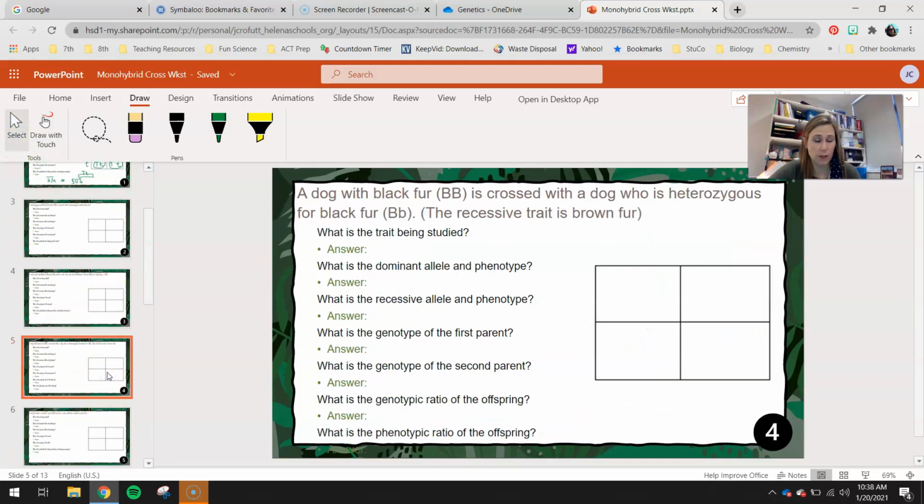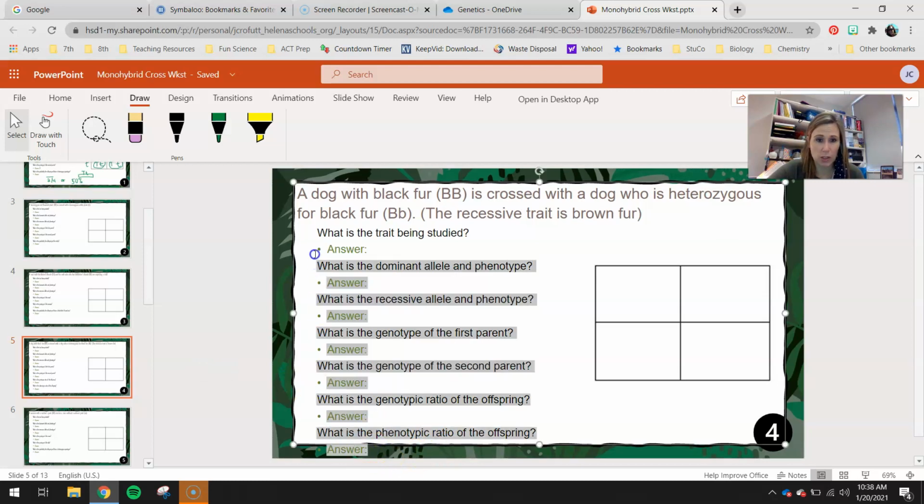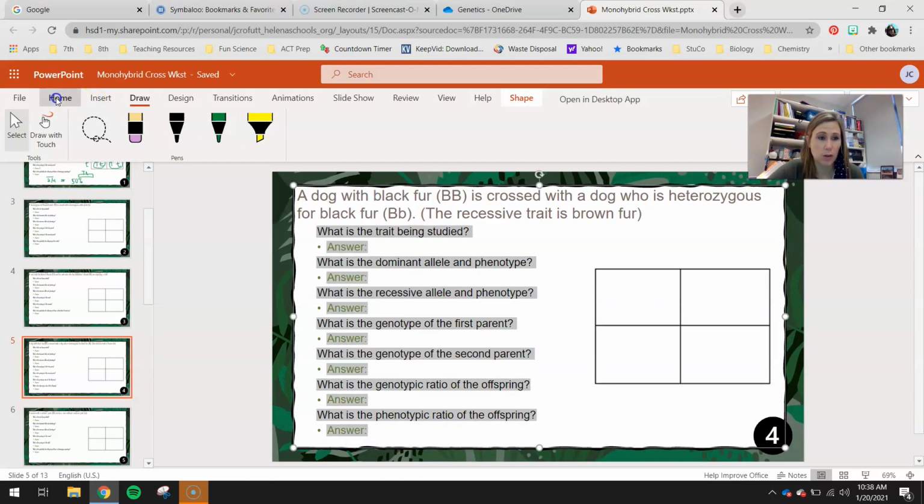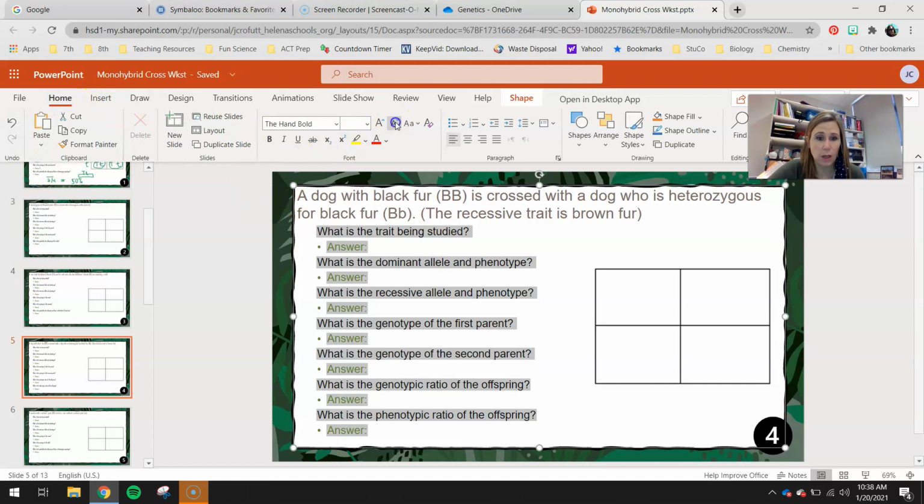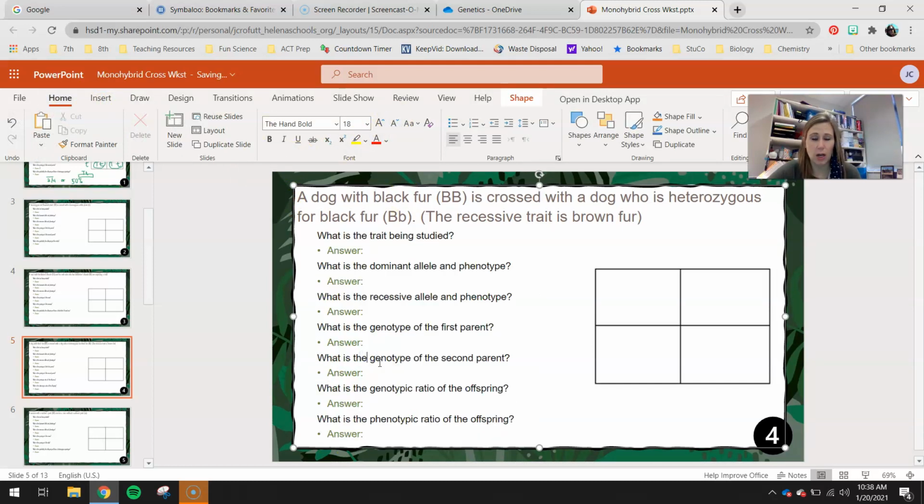So down to slide 5, here's question 4. The reason I am doing question 4 is because it talks about these genotypic and phenotypic ratios, and you will see, I think, at least one other question like that on this assignment, okay? So a dog with black fur, big B, is crossed with a dog who is heterozygous for black fur, big B, little b. Little note here, the recessive trait is brown fur, okay?